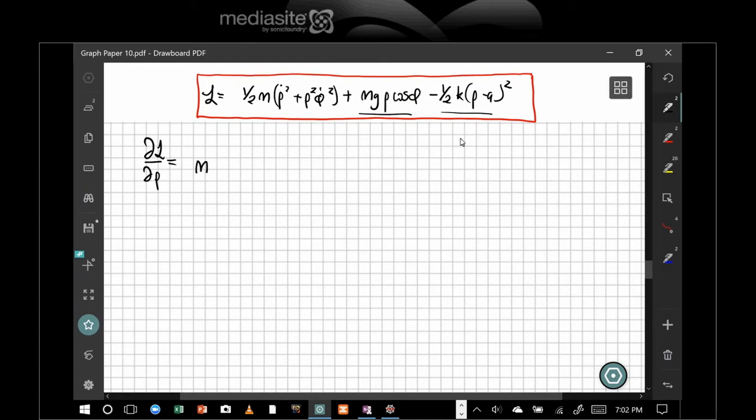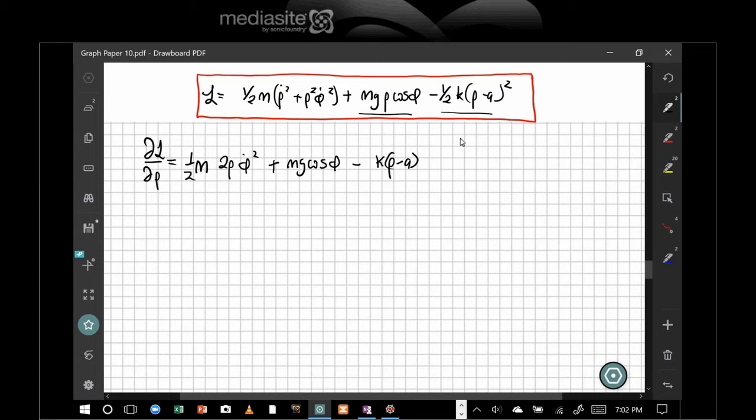Okay, so then I'm going to get m. So here I would get 1/2 mass times 2 rho dot squared. Then here I get mg cosine phi, and then here I get minus k rho. Okay. Well, I'm going to get that, actually, not just that.